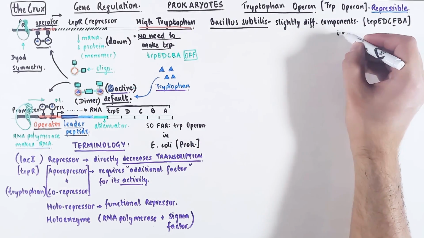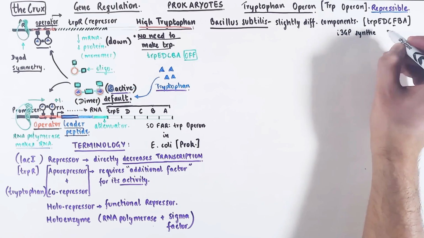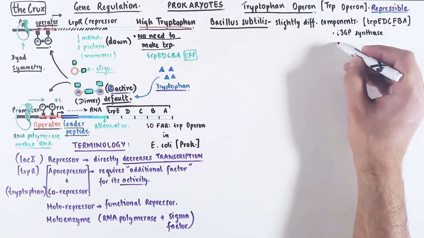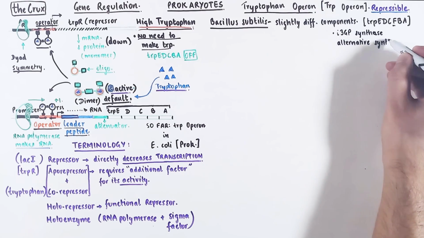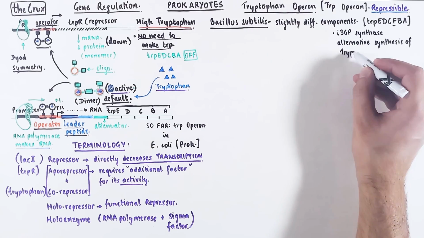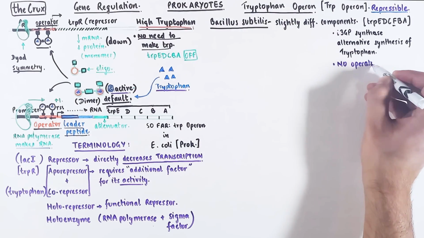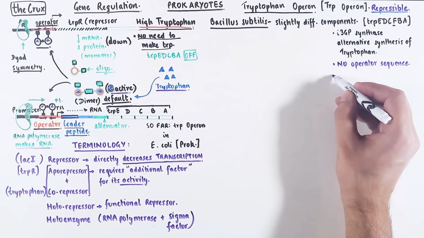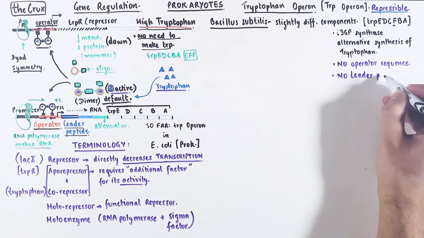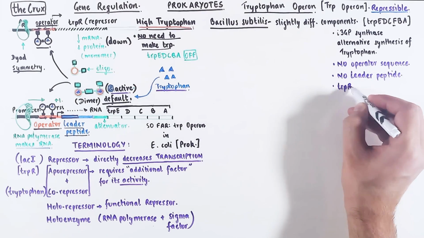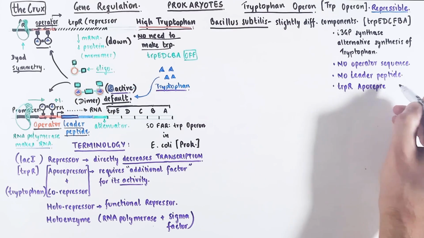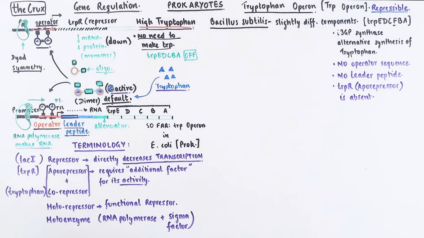The trpF encodes for indole 3 glycerol phosphate synthase, which is involved in an alternative synthesis of tryptophan. But that's not even the interesting bit. The tryptophan operon in this specific bacteria has no operator sequence. It also has no leader peptide in the leader region. The aporepressor trpR gene is also missing. Then how is this bacteria able to regulate tryptophan operon?